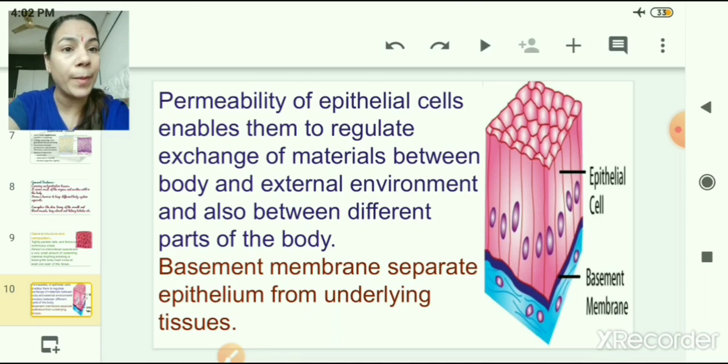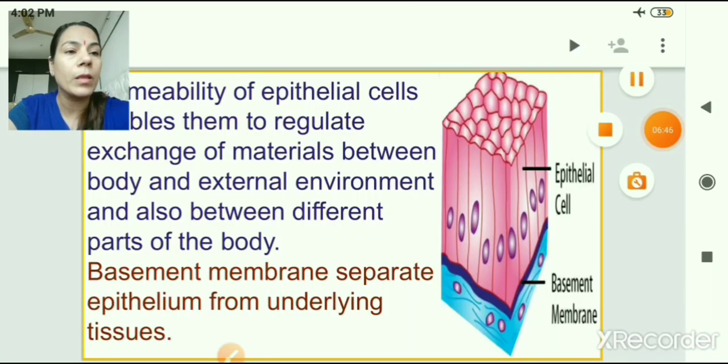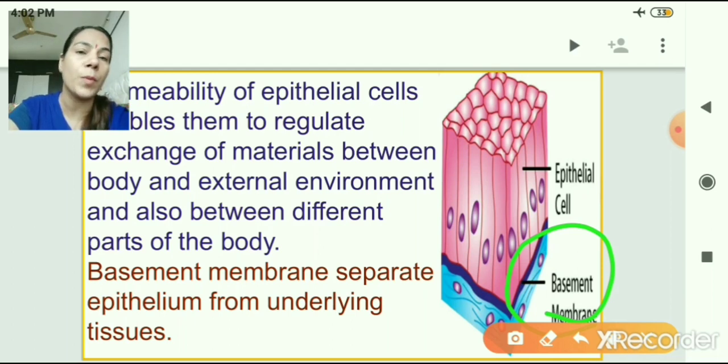Children, this basement membrane separates epithelium from underlying tissues. Or you can understand it like this: if below the epithelial tissues there is some other kind of tissue, then that tissue will be separated from the epithelial tissue by a layer of basement membrane. So this basement membrane, you can see here in this diagram, is present here, separating the epithelial cells from other tissues.